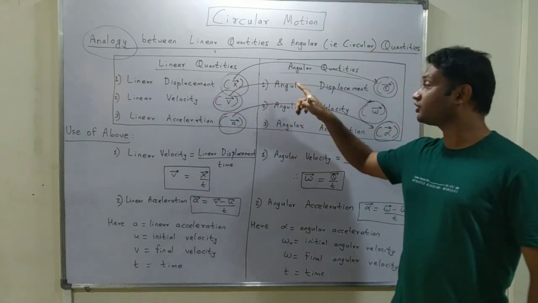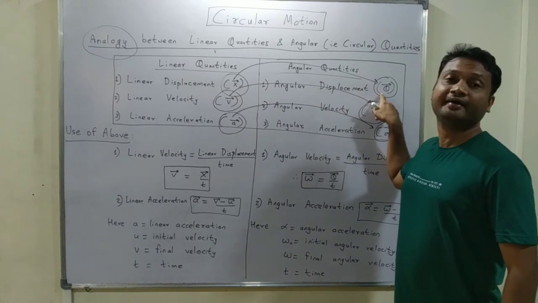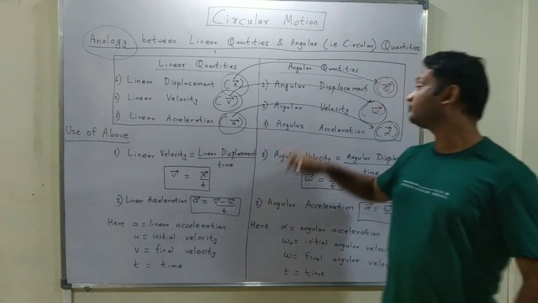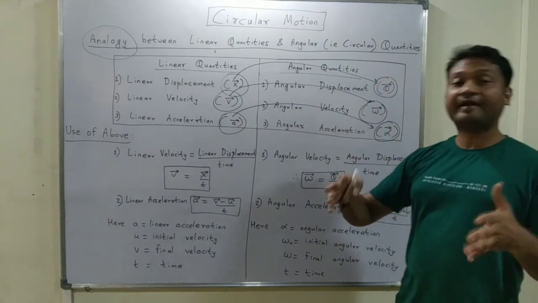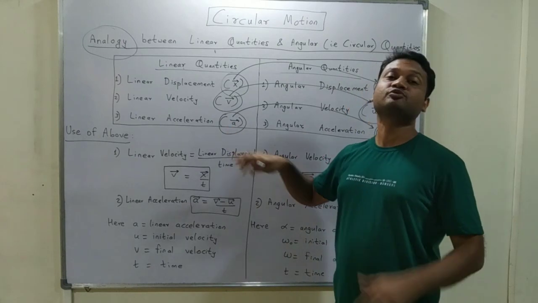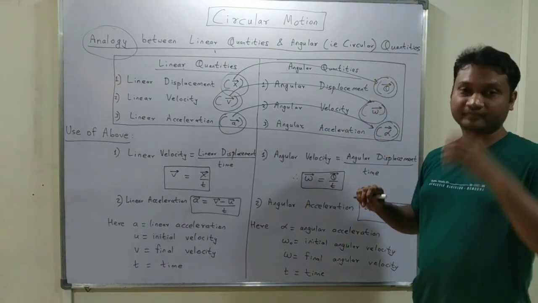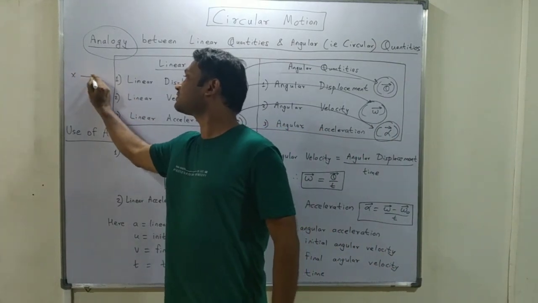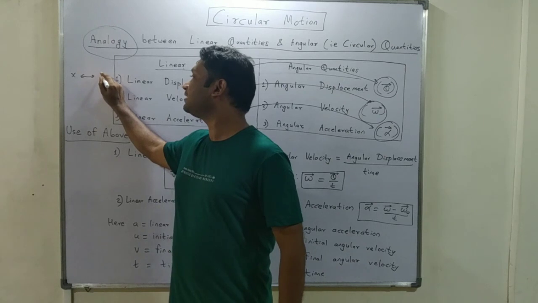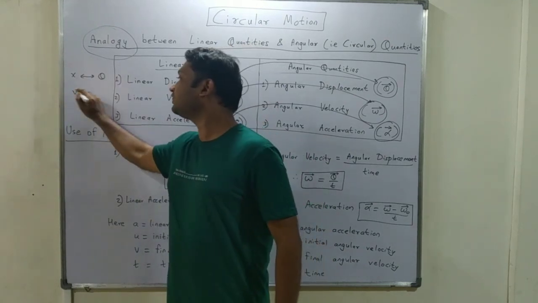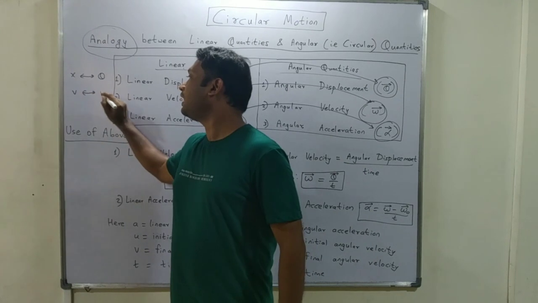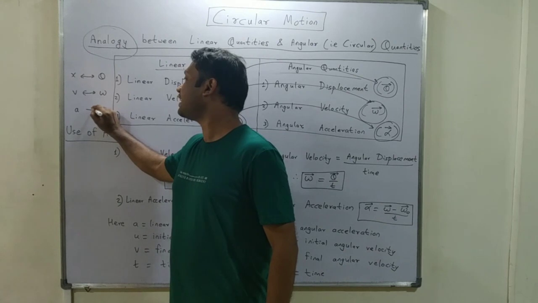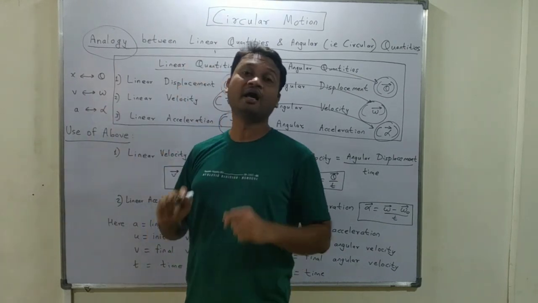That means wherever we have linear displacement x, we will substitute with angular displacement theta in circular motion. Wherever we have linear velocity v, we will substitute with angular velocity omega. Wherever we have linear acceleration a, we will substitute with angular acceleration alpha. मैं एक बार फिर लिख देता हूं, linear displacement x is analogous to angular displacement theta. Linear velocity v is analogous to angular velocity omega. Linear acceleration a is analogous to angular acceleration alpha.